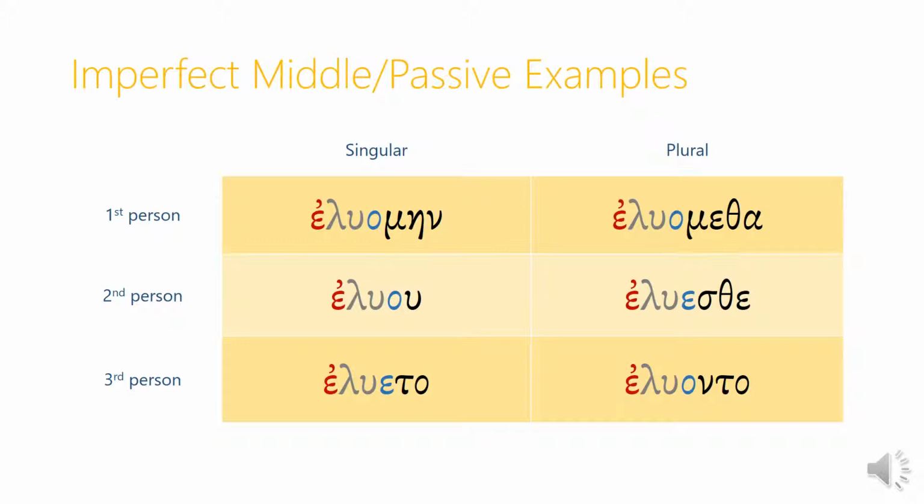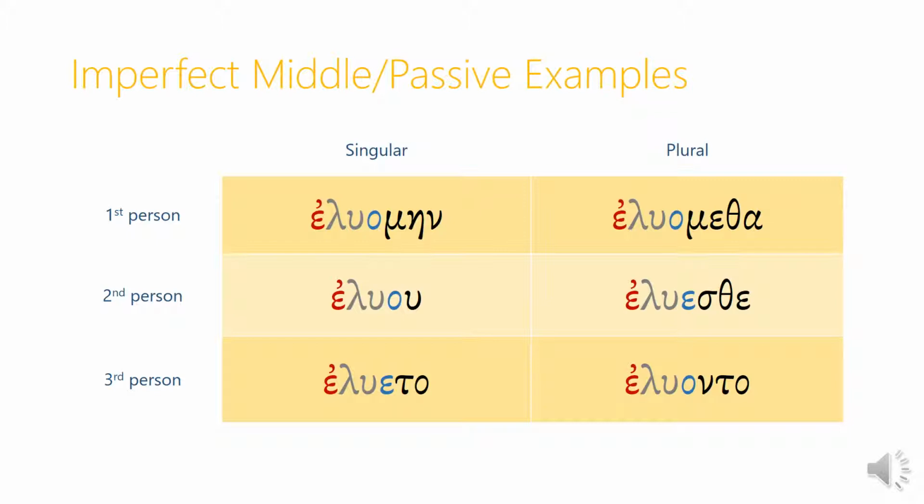Here are some examples of luo in the imperfect middle passive indicative: eluamein, eluu, elueta, eluamethe, eluesthe, and eluanta. You can notice, same thing we saw before, that this is a very regular set of forms. The augment at the beginning, the present stem, omicron or epsilon connecting vowel, and then the secondary middle passive endings.